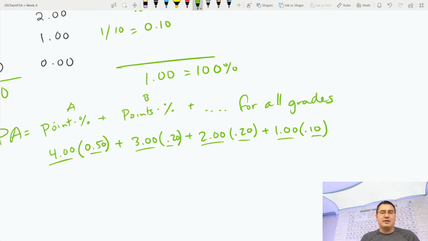That's called a weighted average. And we can calculate it out. That comes out to 2.0, and I'm just going to go to the hundredths. I know this isn't sig fig rules. This comes out to, what do we got? 0.6.